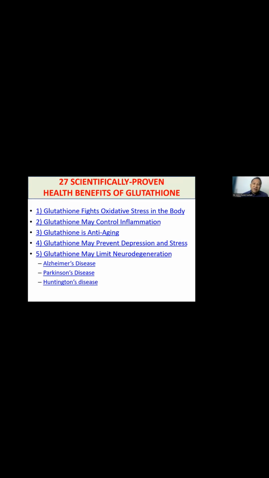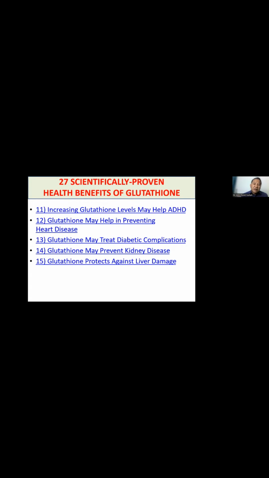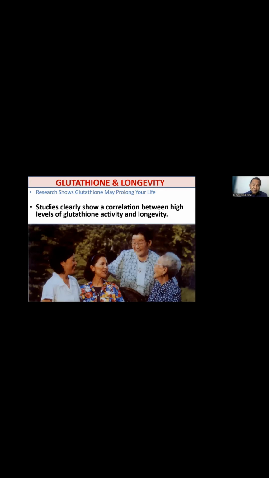So this is a list of 27 scientifically proven health benefits of glutathione. I'll just focus on the top three. Glutathione is proven to fight oxidative stress, proven to fight inflammation, and it's a proven anti-aging agent. So all the others, we just quickly go through. This is in fact an old list, so by now, probably a lot more need to be added.